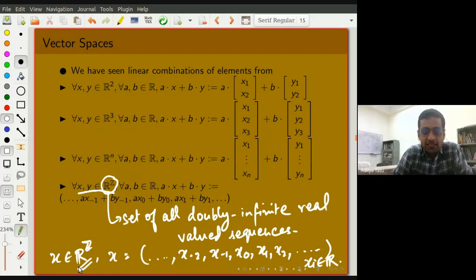So once again, this is not a standard notation, R to the power Z. In case you don't come across this notation in any book, don't accuse me, right?